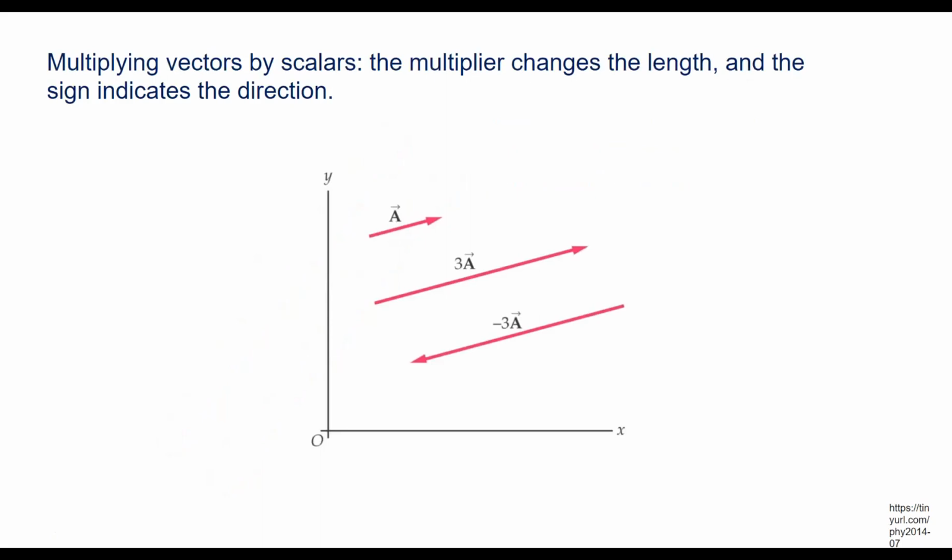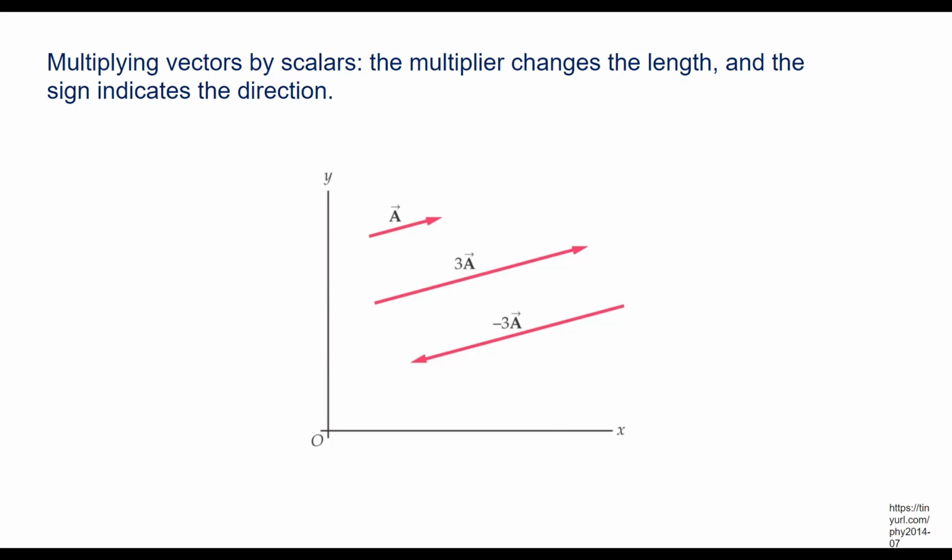If you multiply a vector by a scalar, say 3 or -3, if it's a positive number, then it will not change the direction of the vector. So if this is A, then this will be 3A. Only the magnitude of vector A will be multiplied by the scalar, so the magnitude becomes 3 times the original, but the direction is the same.